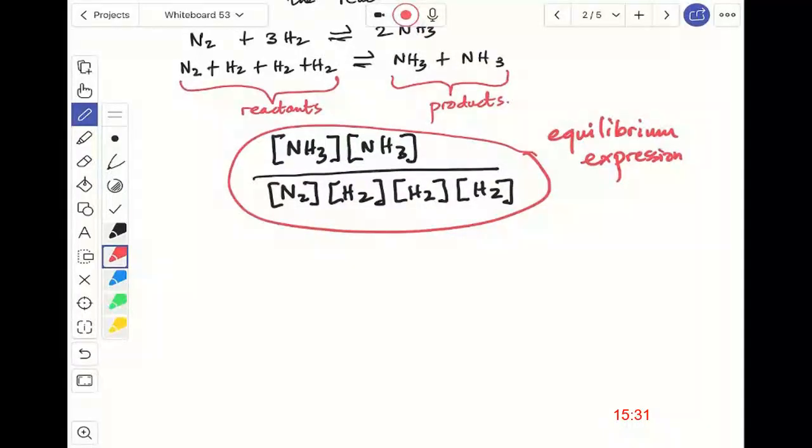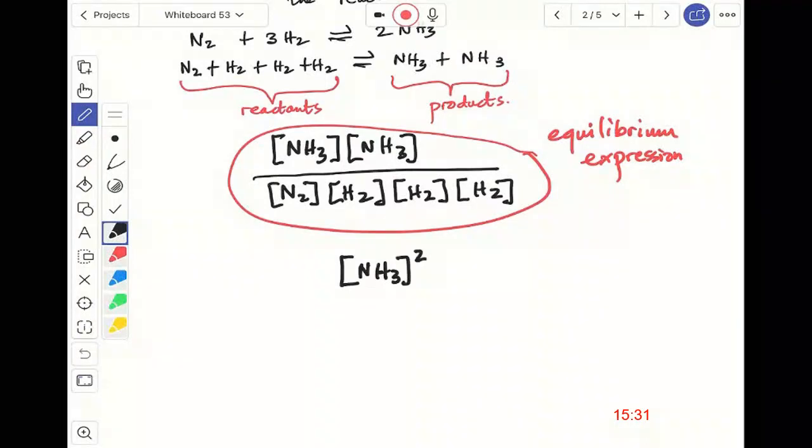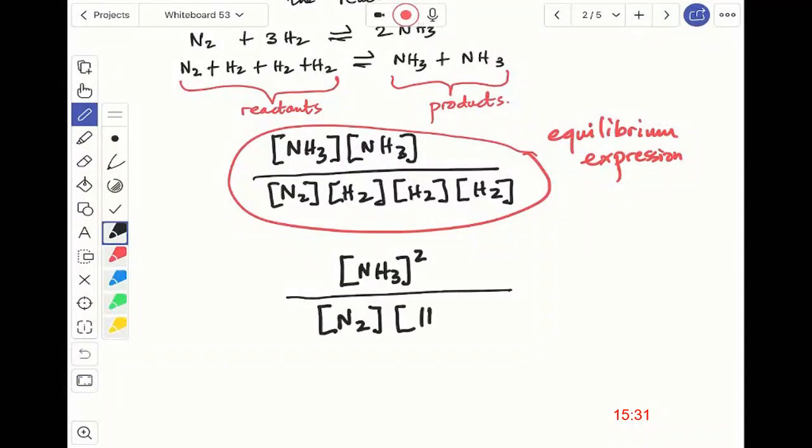If I simplify that, and I know a little bit of mathematics, then I can write that as the concentration of the NH3 squared divided by the concentration of the N2 times the concentration of the H2 cubed. And that would be my Kc. So what is the point of that?